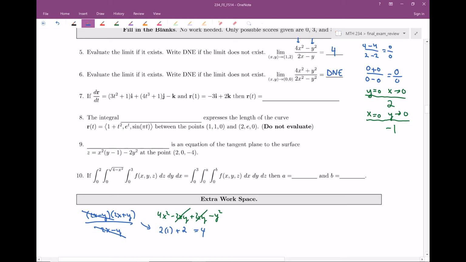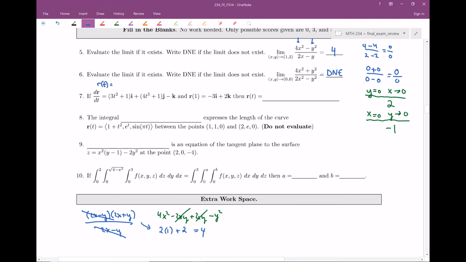All right, problem number 7. Okay, we're given a derivative here, dr/dt. We're also given that at r(1) we have some vector here, and we want r(t). So this is going to be like one of these chapter 13 things, right? We learned how to take derivatives and integrals of vector-valued functions. So let's go ahead and start with a proposal for r(t).